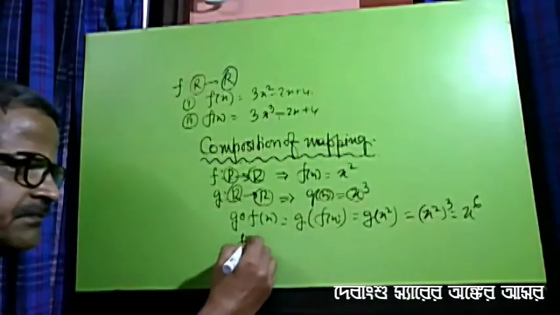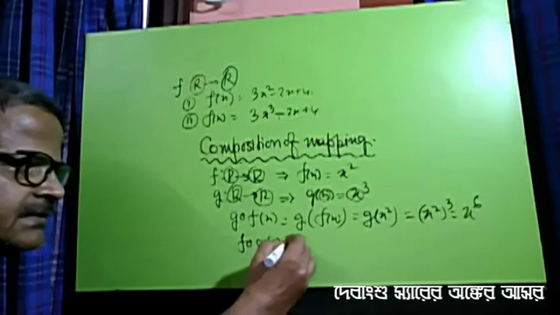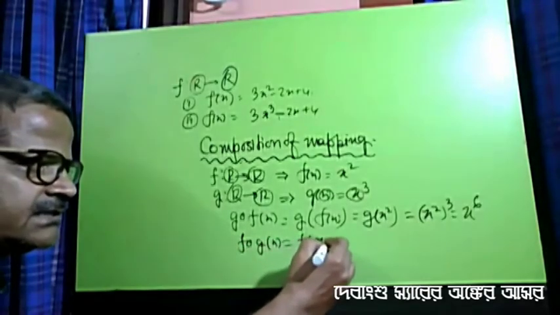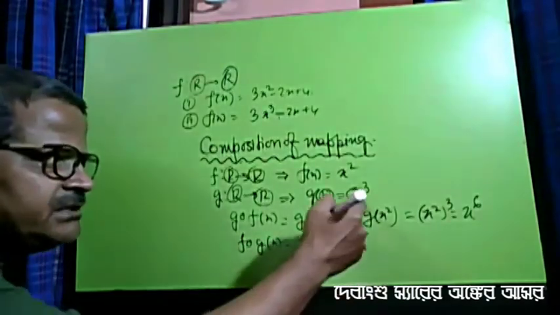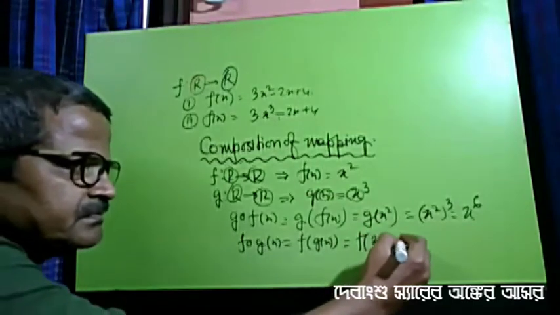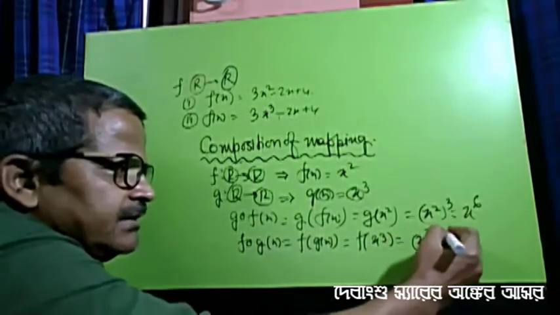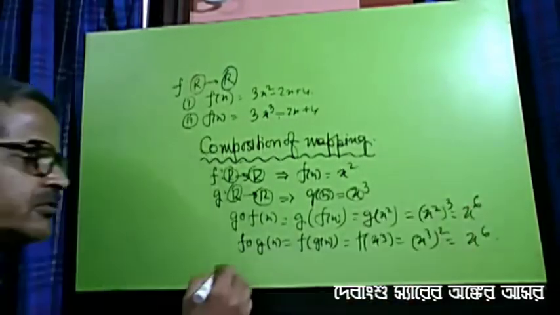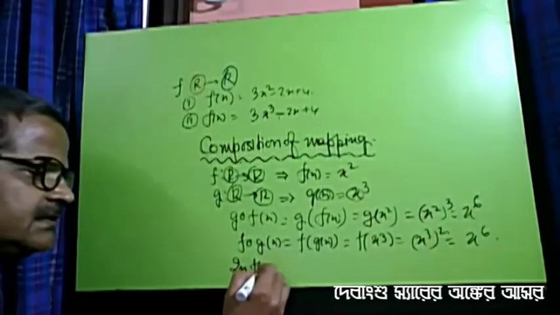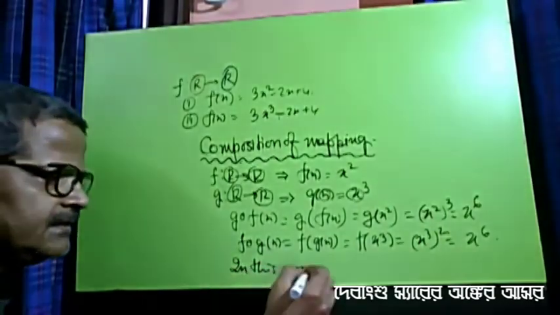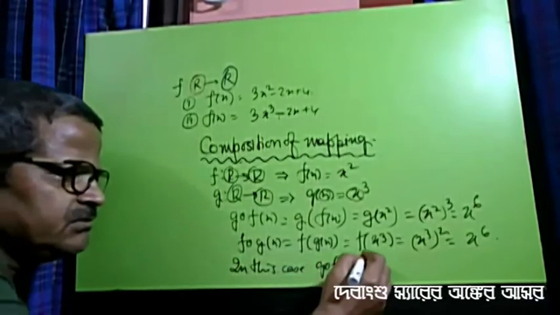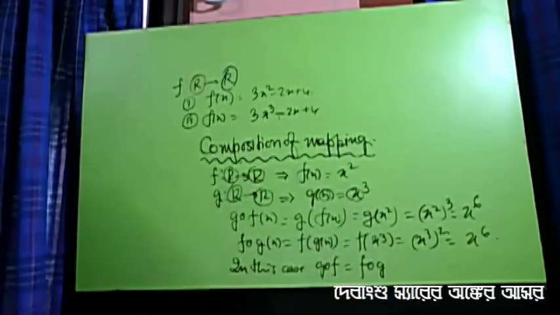Now comes F compose G of x, F of Gx. Now Gx is x cube, and F squares everything, so it is x cube squared, that is x to the power 6. So in this case, G compose F is equal to F compose G.